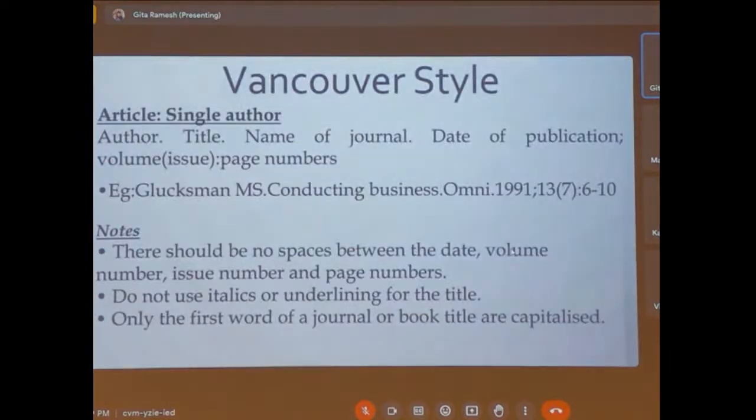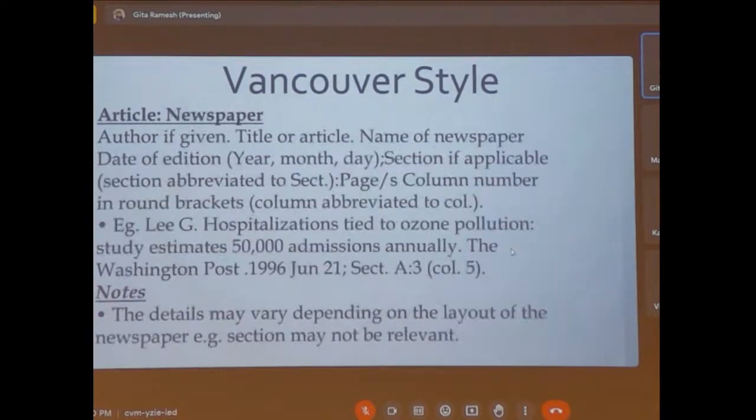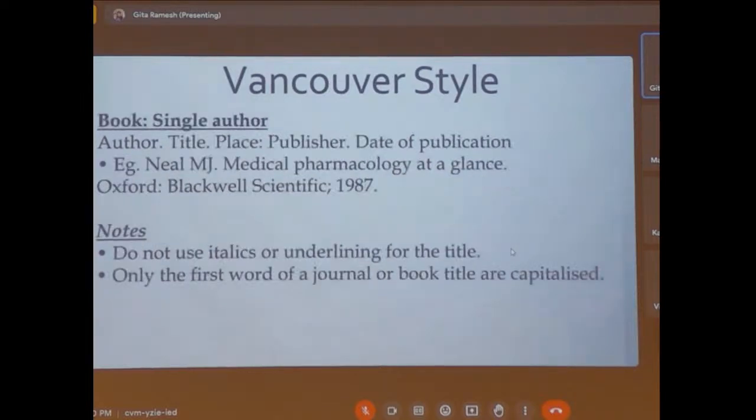I have further shown you in my slides how you write when it is a single author, an article, when it is multiple authors, and when it is citing a newspaper article in Vancouver style. I am just running through all these because, if required, I will share these slides with Dr. Deepthi and they will be made available to you.